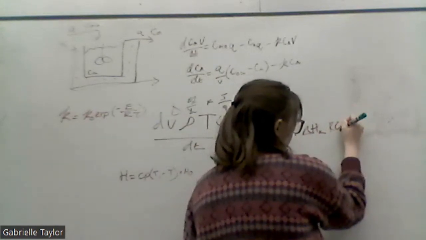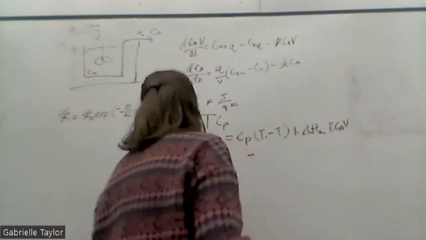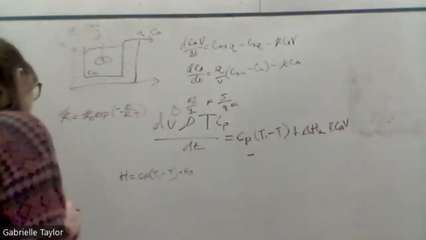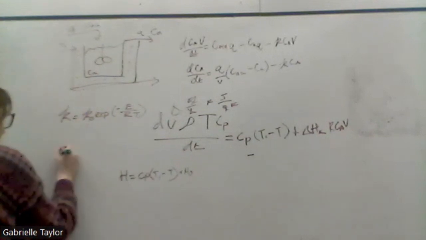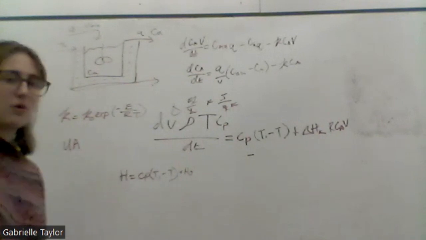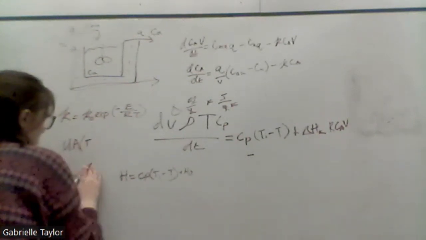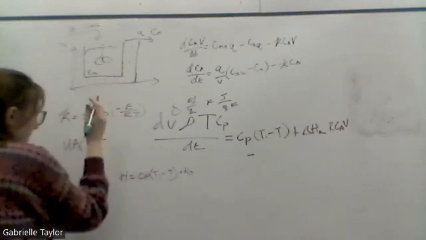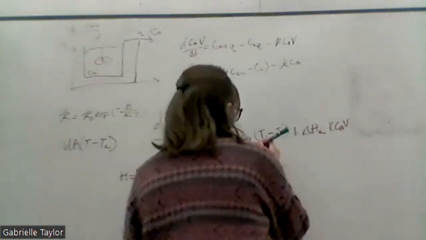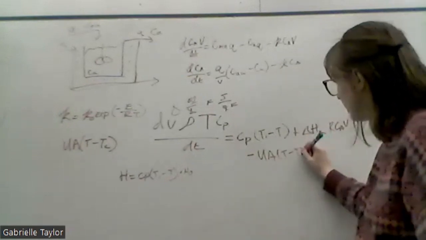And we're going to have Ca, and then we'll have volume. And then we're going to subtract this by... So we know previously we derived that we have UA. So UA is the heat transfer coefficient of the system times the temperature of the tank minus the temperature of the coolant. So we're going to put that into here, and it's going to be UA times temperature minus temperature.